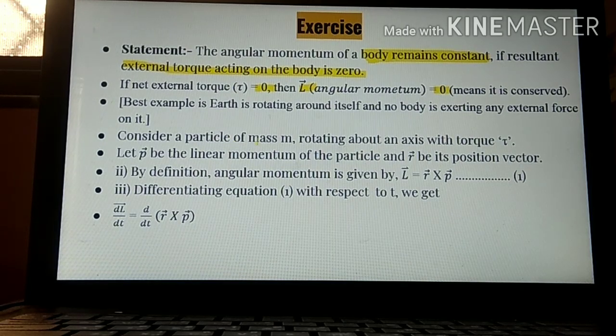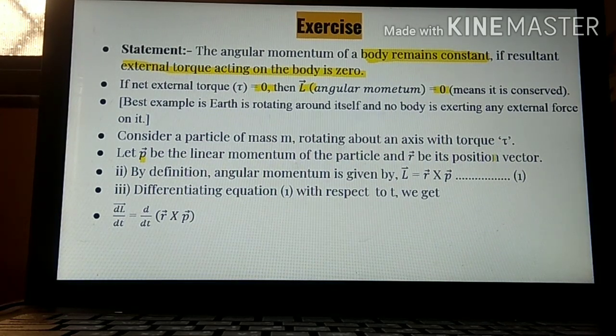We are assuming that a particle is there of mass m, which is rotating with a torque tau. p is the linear momentum of the particle and r is the radius vector. By definition of angular momentum, L vector is equal to r cross p. Over here, the order shouldn't be changed. In my previous teaching, I changed the sequence by mistake. Now I will not be changing, and you should also not change the sequence. r should always be first and p should always be second.